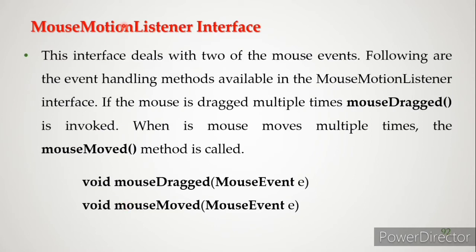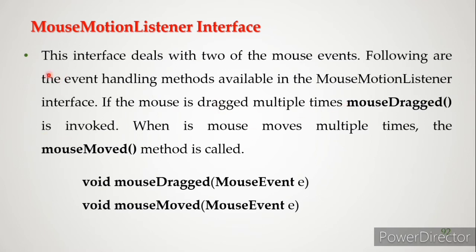Next is the mouse motion listener interface. This is also a type of mouse event. This interface also deals with the mouse events. We can call this mouse motion listener a subclass for mouse events. It includes two methods. If the mouse is dragged multiple times, mouseDragged is invoked.